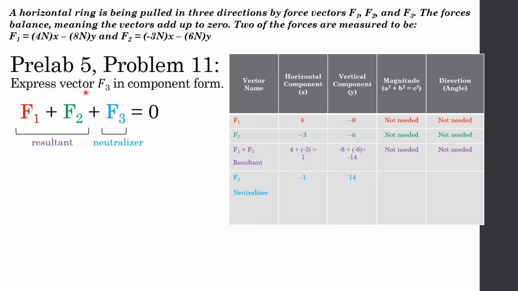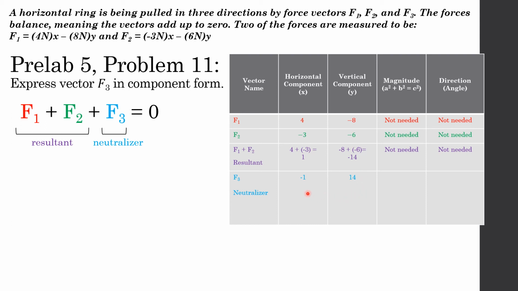Now the last step is to find the components, which of course is what we're looking for, right? We're looking for the components of F3 for problem number 11. So all I have to do is flip the sign on my resultant components, and that will give me my neutralizer components. My resultant had a positive 1 in the x direction, so for my neutralizer, I have a negative 1 in the x direction. For my vertical components, I had a negative 14 in the y direction, so now I have a positive 14 in the y direction.